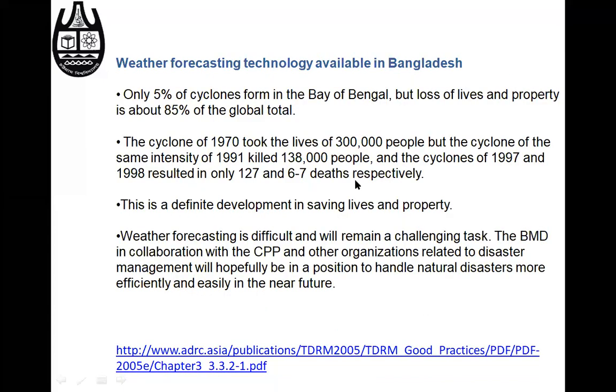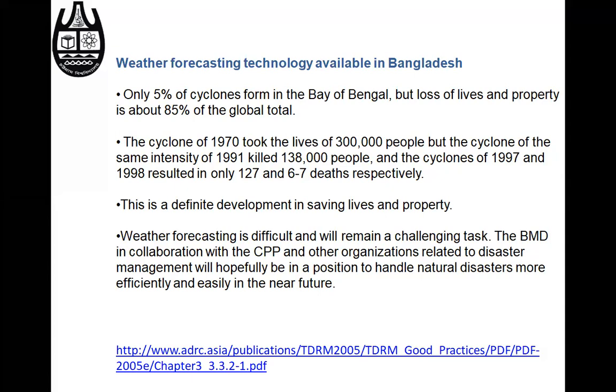Let's see this information. If you count the total loss from global cyclonic events, you will see the maximum loss has happened in Bangladesh. Nearly 85% of the loss has happened in Bangladesh, although in the Bay of Bengal only 5% of cyclones evolve. So only 5% can be seen, but the loss is 85%. Why? Because of our infrastructure, our earlier losses, and our minimum preparation at different times.